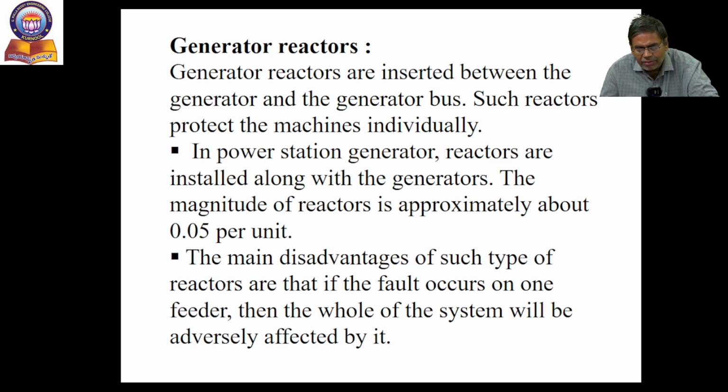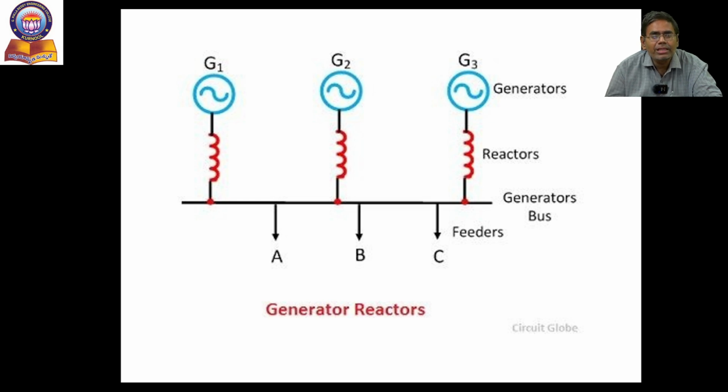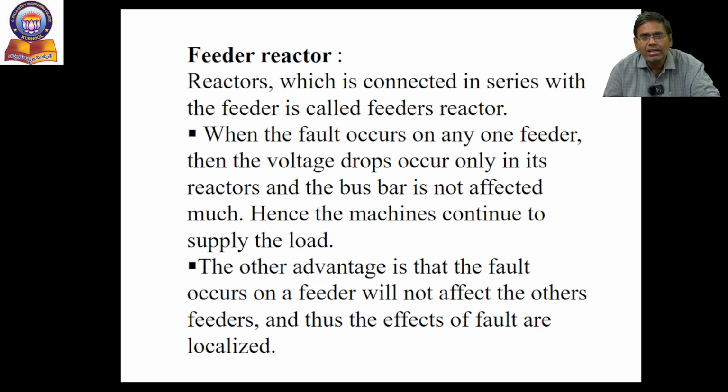The main disadvantage of this type of reactor is that if a fault occurs on any one of the feeders, the whole system will be adversely affected by it. This is nothing but generator reactors. The red color will be reactors. The first one is a generator, and A, B, C are feeders. These reactors are connected in each generator, that is nothing but generator reactors. Next, feeder reactors. The reactor which is connected in series with each feeder is called a feeder reactor.